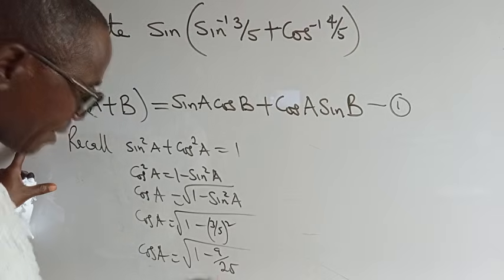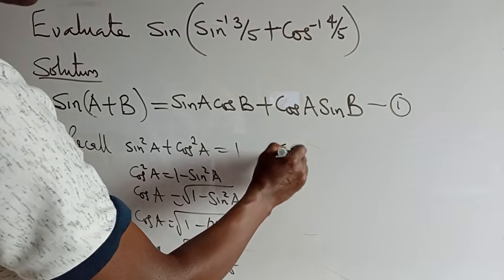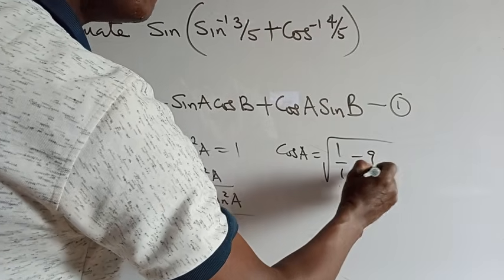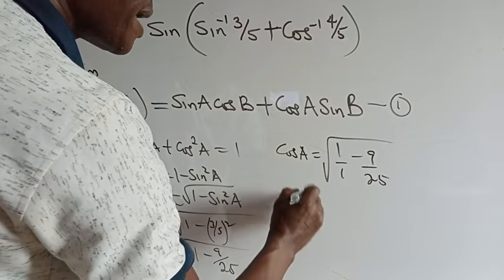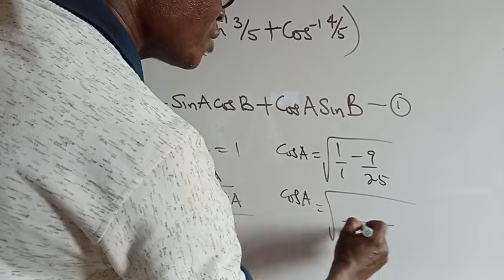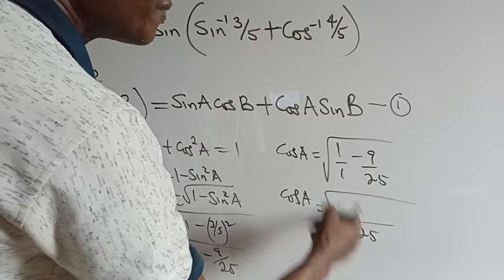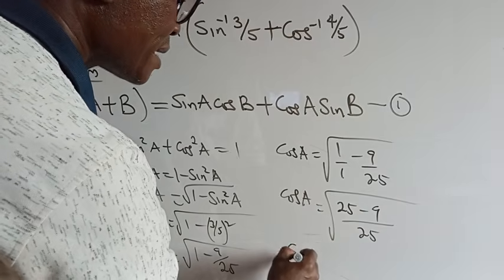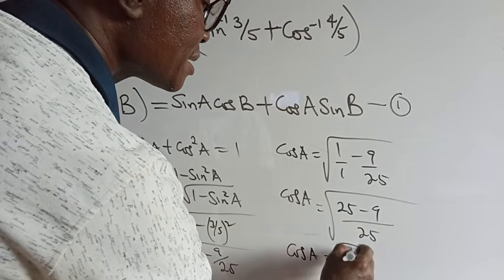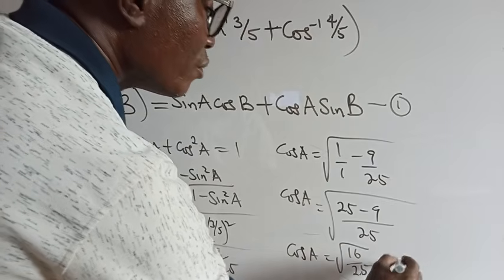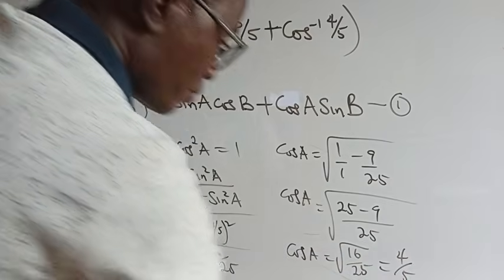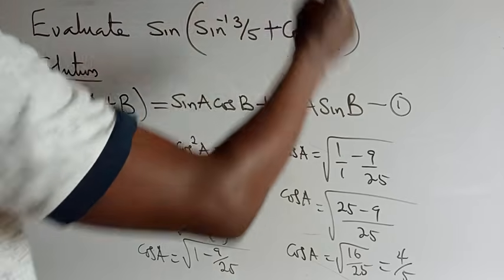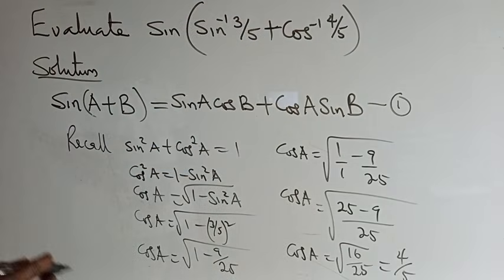Let's do that here. Cos A is equal to the square root of 1 minus 9 over 25. The LCM is 25, so 25 minus 9 is 16. So cos A will be the square root of 16 over 25. The square root of 16 is 4 and the square root of 25 is 5. The answer will be 4 over 5. So cos A is now 4 over 5. I hope that is clear.